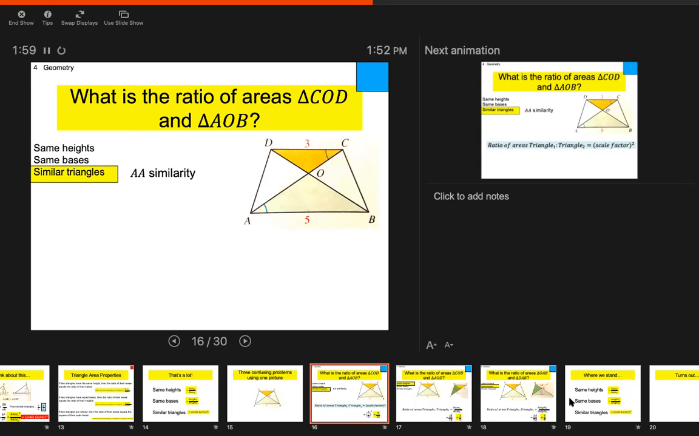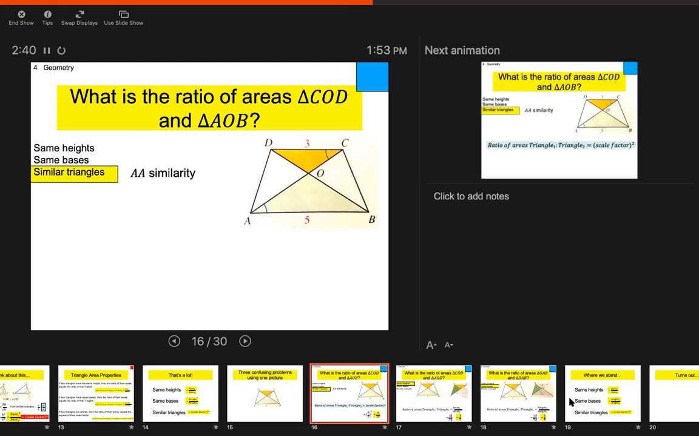So now tell me what is the ratio of their areas? Look at your formula. What does it say if the triangles are similar? Scale factor squared. So we've got to figure out a scale factor. What's the scale factor of those 2 triangles? It's 3 to 5. Therefore, what is their areas? 9 to 25. Now, you could have said it the other way as well.